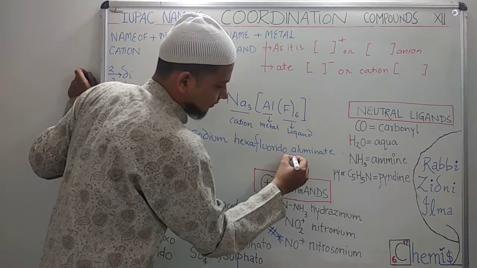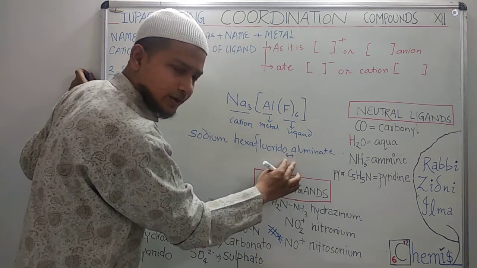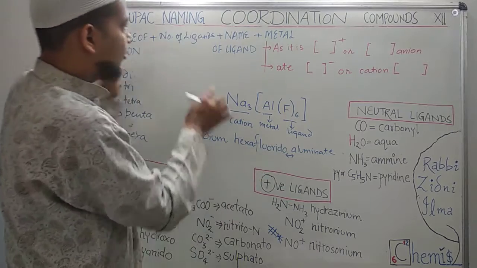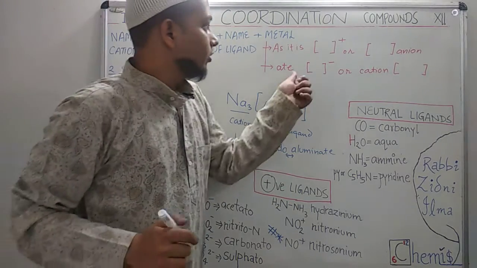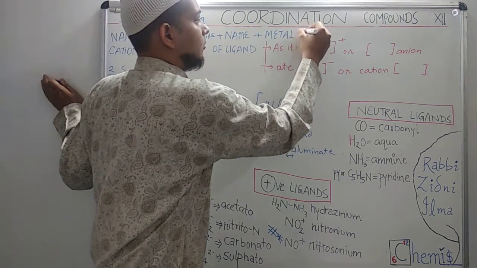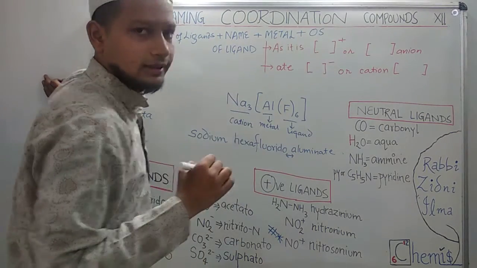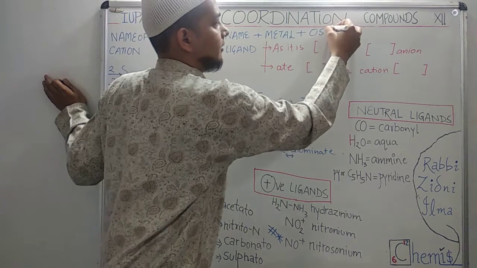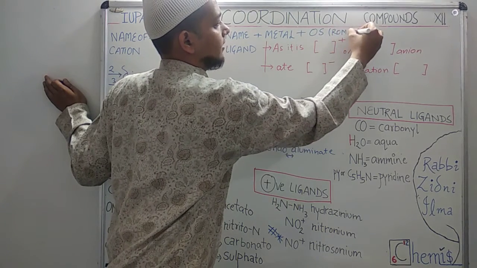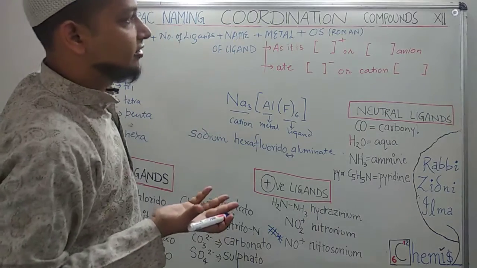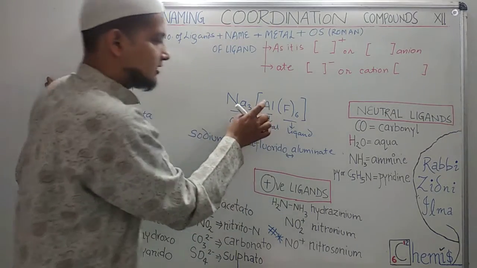Now look here. Here we will give some space, but between the number of ligand and the name of ligand, no space is given. Now moving on to the next part, we will write down the oxidation state of the metal. Oxidation state is mentioned in the brackets and in Roman numerals, as we all know from the previous classes. So the oxidation state of aluminium.